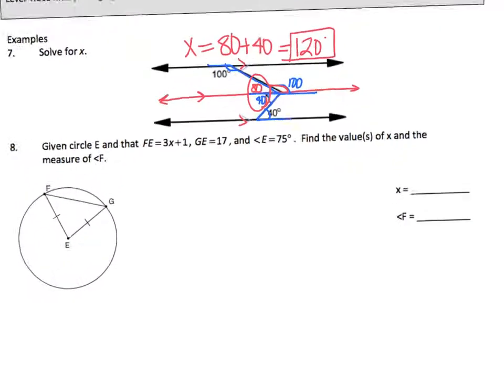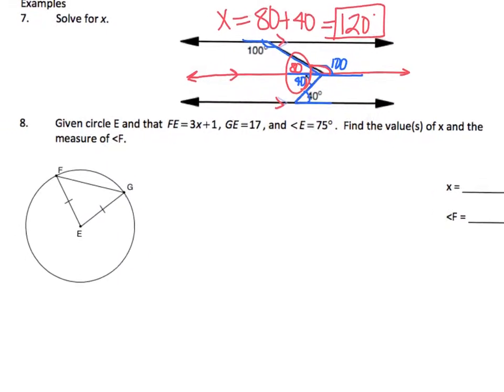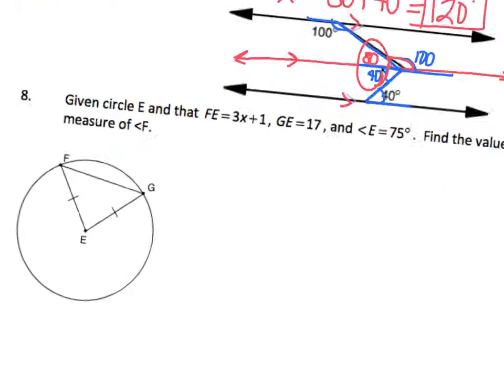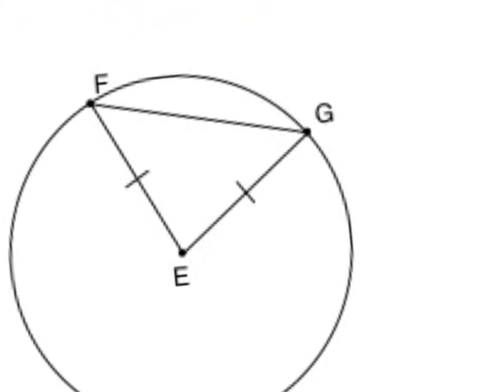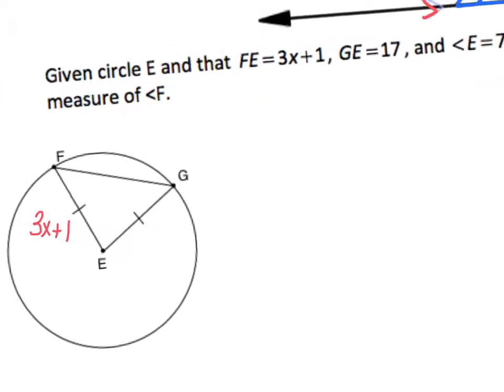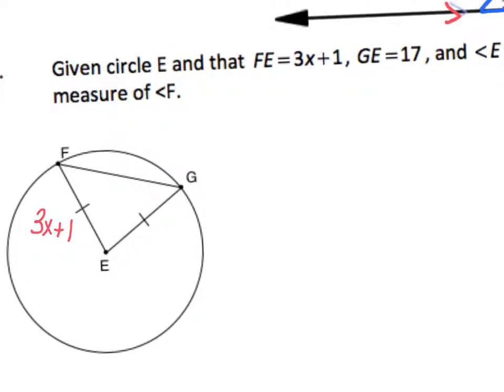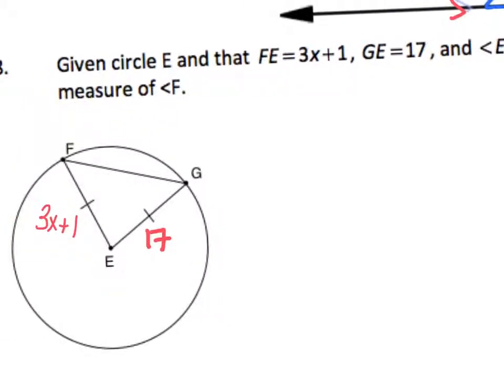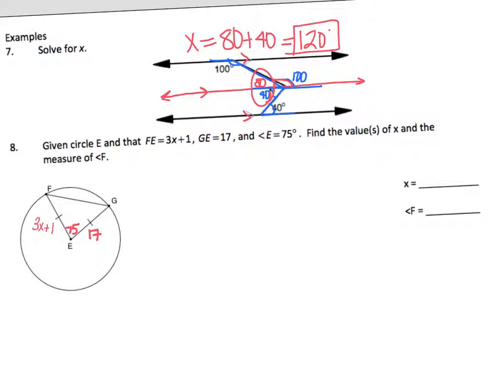In number 8, it says, given circle E, such that FE equals 3x plus 1. So I'm going to go ahead and mark that in my picture. And then it says GE is 17, and angle E is 75. So I'm going to mark all of those in my picture. We want to find the value or values of x and the measure of angle F.